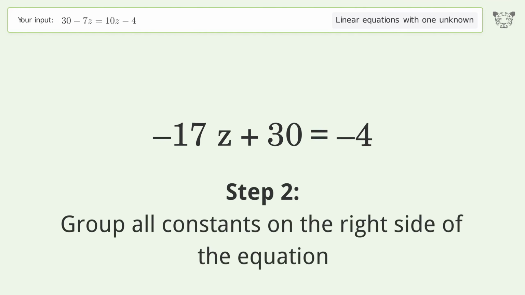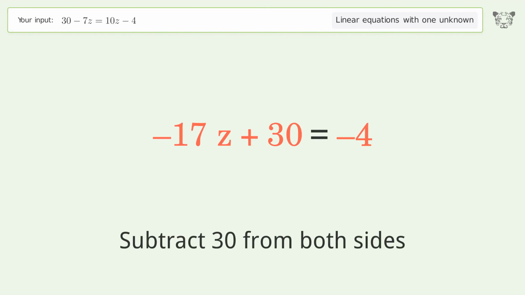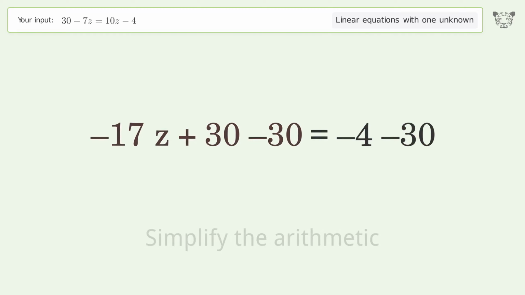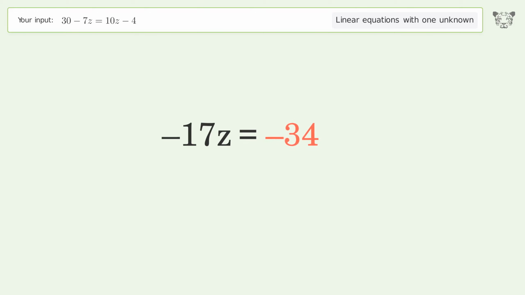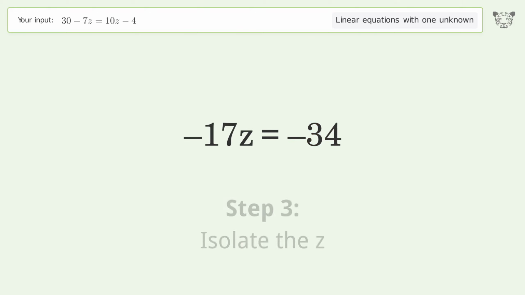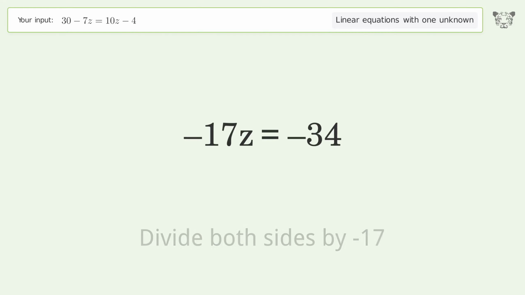Group all constants on the right side of the equation. Subtract 30 from both sides. Simplify the arithmetic. Isolate the z. Divide both sides by -17.